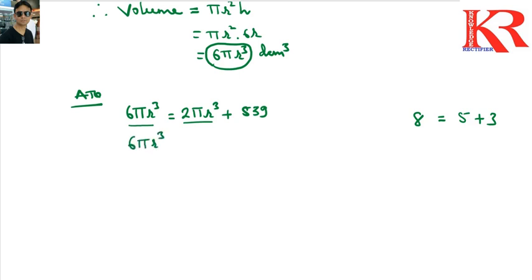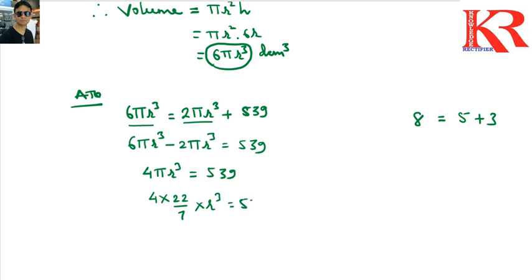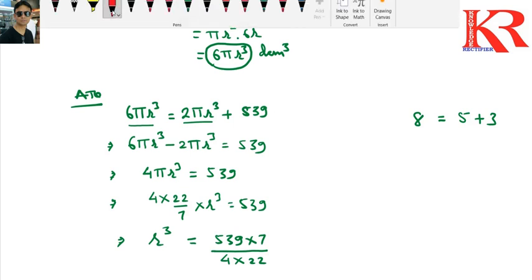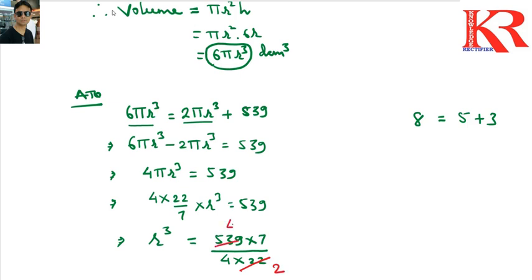From here we will get the value of r. Easily we can get it. Subtract them, you get 4 pi r cube is equal to 539. Then this will be 4 into 22 by 7 into r cube. If you cross multiply, this implies r cube is equal to 539, 7 will go up, and 4 into 22 will come down. Then 11 will cancel 2 times, 11 will cancel 49 times.